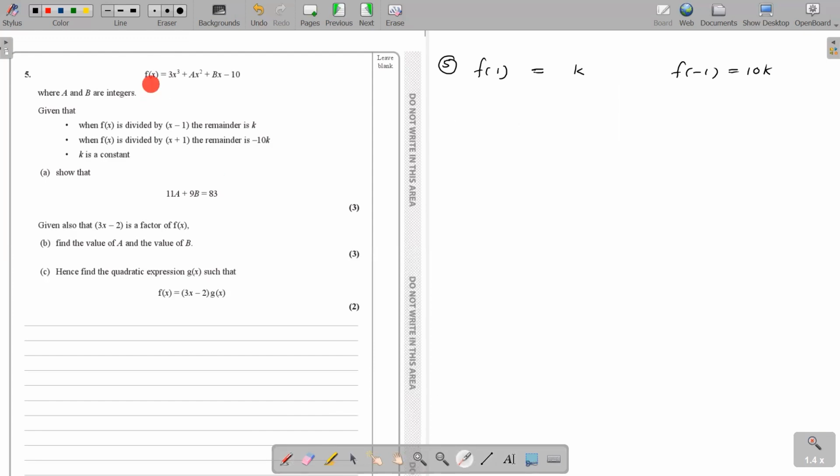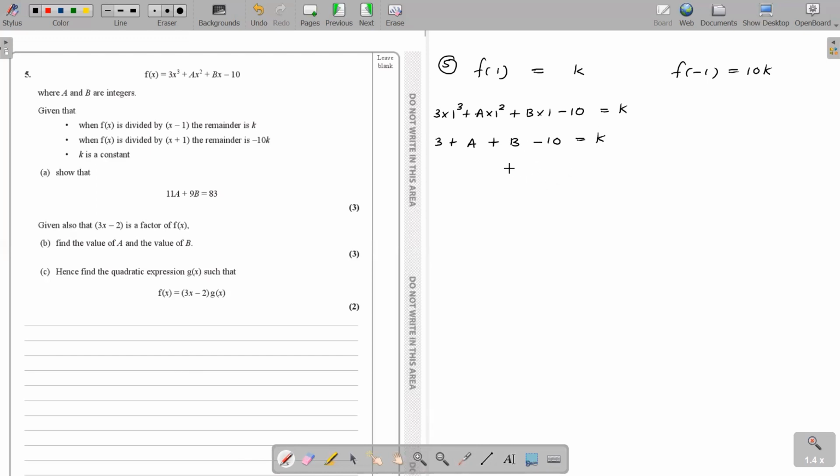F1 means what? Replace all your x values with 1. What do we get here? 3 into 1 cube plus a into 1 square plus b into 1 minus 10 equals k. Are you with me? 3 into 1 cube is 3, plus a into 1 square is a, plus b into 1 is b, minus 10 equals k. Do you agree with me?